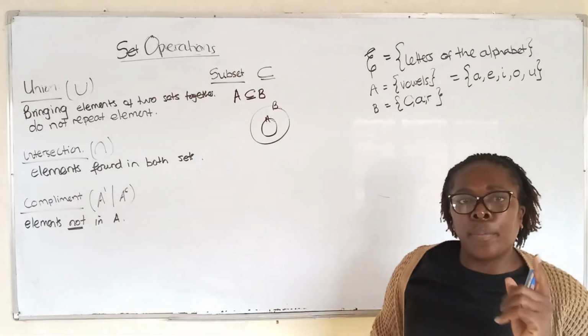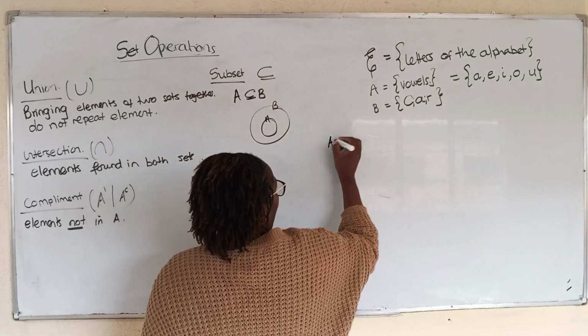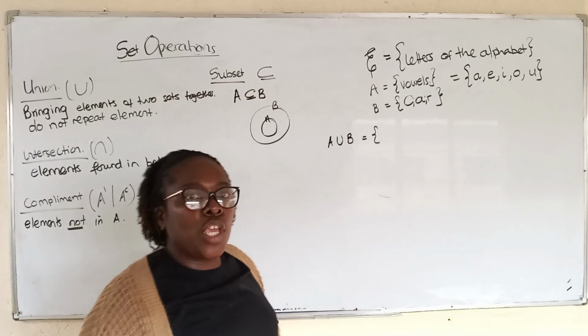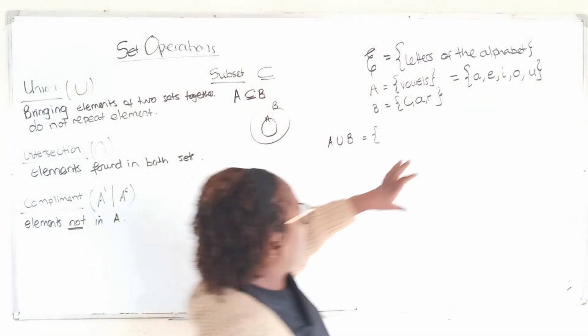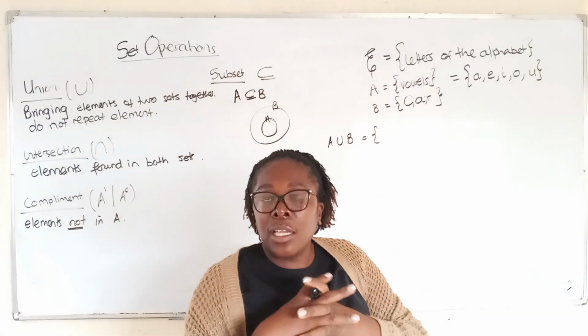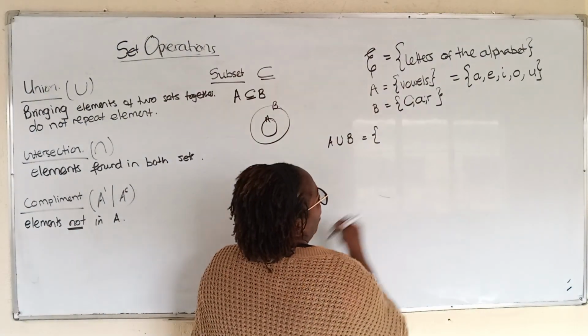Now, if we want to talk about the union of these sets, A union B, if we want to list the elements of A union B, what it means is we are looking at the elements of A and the elements of B and we bring them together to make a union. So how do we do that? We can list them down.